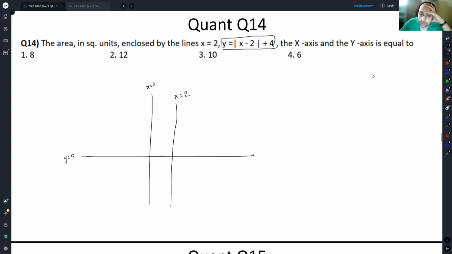Can we make a graph for mod of x minus 2? Will it be something like this? 2 comma 0. But there is also plus 4. So this graph will get pushed upwards by how much? By 4. So it will go from here and it will go from here. So the portion we are concerned with, this is the boundary of the area that we are supposed to calculate. The coordinate here is 2 comma 4.